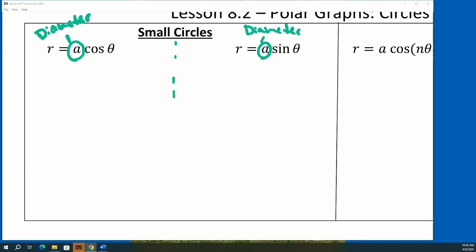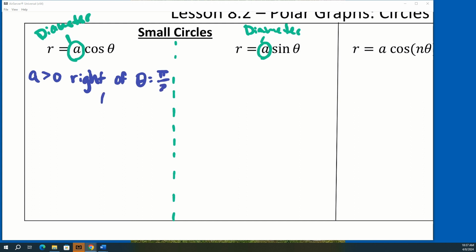All right, we're going to divide this box into two sections. The one with cosine is the one that's either to the left or right of what we normally consider the y-axis. It's not technically the y-axis. So if that a for the cosine is a positive number, then it's going to be graphed to the right of theta equals pi over 2.